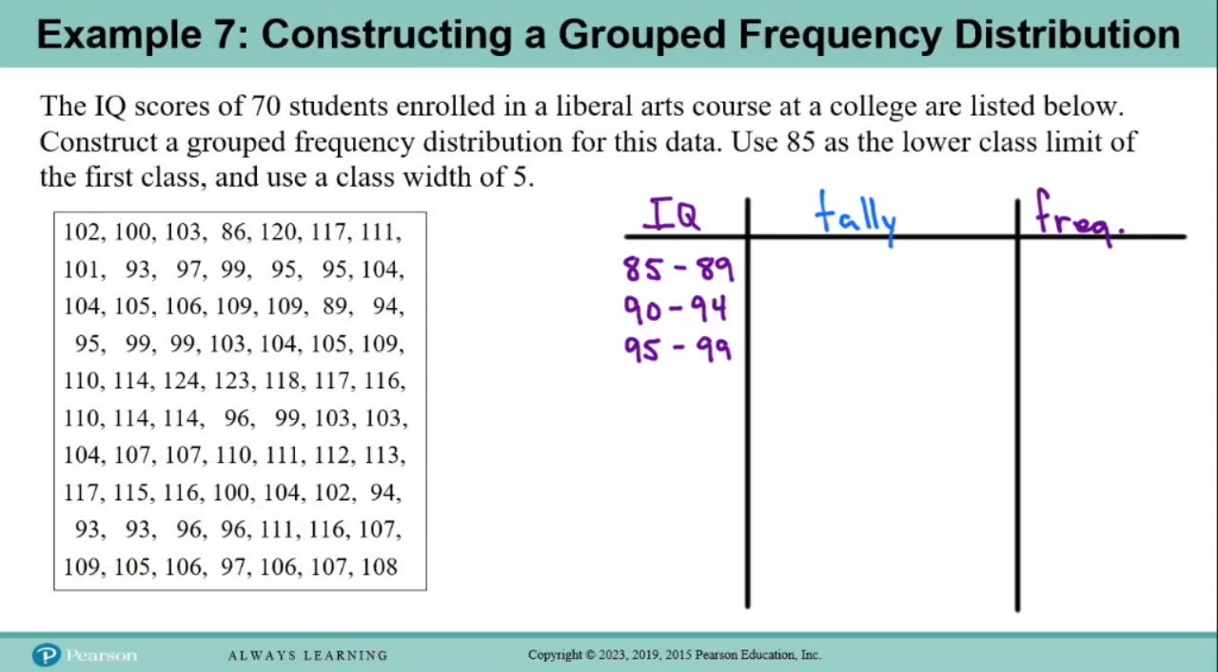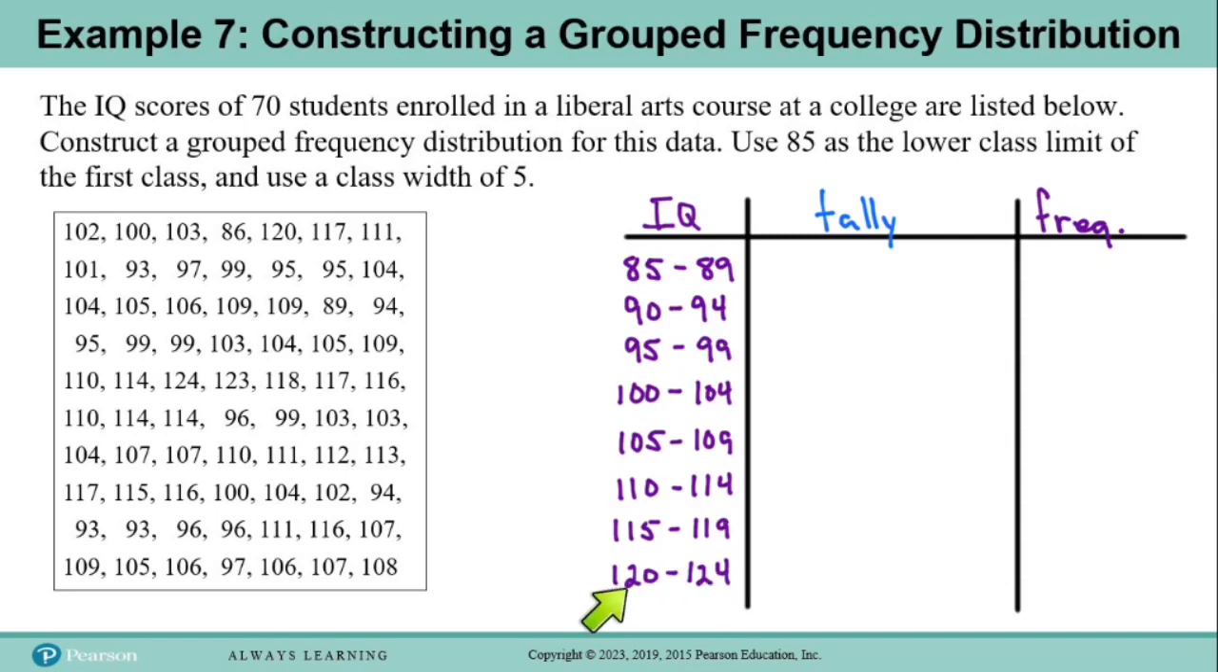Okay, that's it. So we need to keep going until we get a class large enough for 124 to fit into. So let's add 5 to each of these class limits. And the next class will go from 100 to 104. And then add 5 again. The next class goes from 105 to 109. And keep going until we get a class where our largest data value fits. And so the last class that we need is going to be 120 to 124.